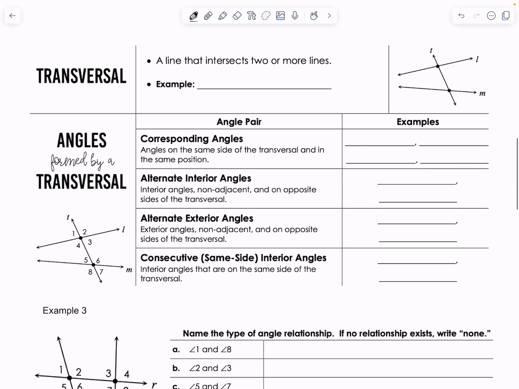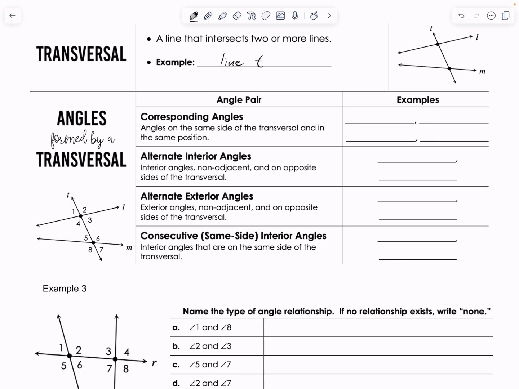Let's move into the most important part of this lesson, which is talking about transversals. A transversal is a line that intersects 2 or more lines. So in this example, line T is the transversal because it intersects line L and line M. And when you have a transversal, you get these specific vocab angle pairs that are formed when this happens. This is the same figure, but now I've labeled the angles 1, 2, 3, 4, 5, 6, 7, 8.